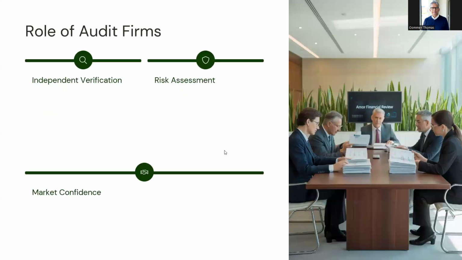So what is the specific role of the audit firms? Audit firms conduct what's called independent verification. They do that through the examination of financial statements to provide reasonable assurance that they're free from material misstatements and that they comply with accounting standards. So the first part of it is the independent verification. The second role of audit firms is to evaluate internal controls and identify potential risks, helping companies strengthen their governance frameworks and operational efficiency.